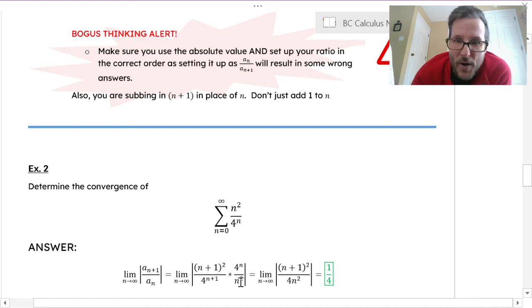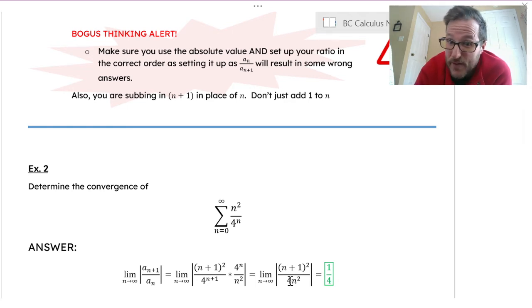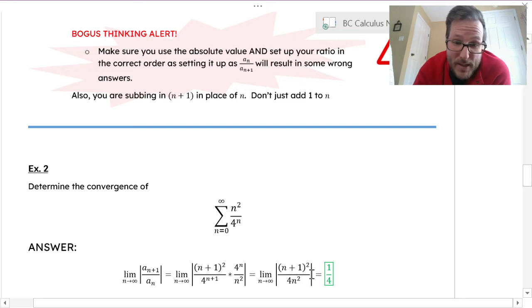Hi-ya! 4 to the n over 4 to the n plus 1 is just 4. Now, n plus 1 squared does not hi-ya with n squared. Don't make the silly algebra mistakes that lesser mathematicians make. N plus 1 squared over n squared does not simplify like factorials do. So that's why it's still there.